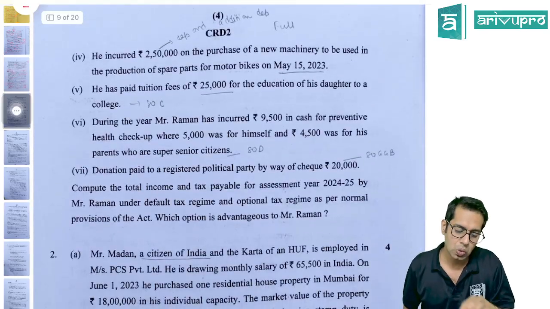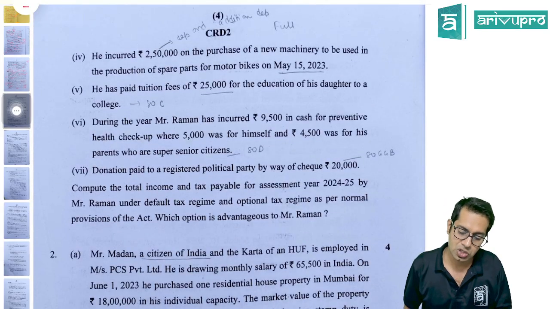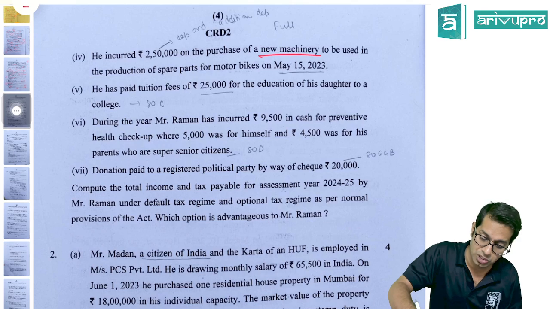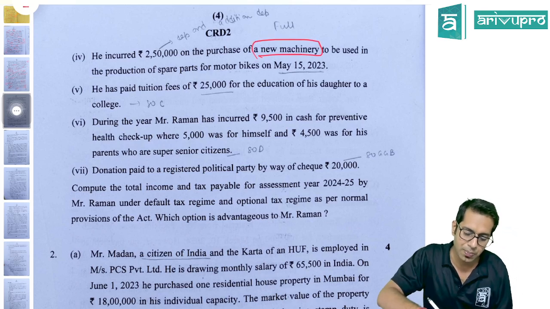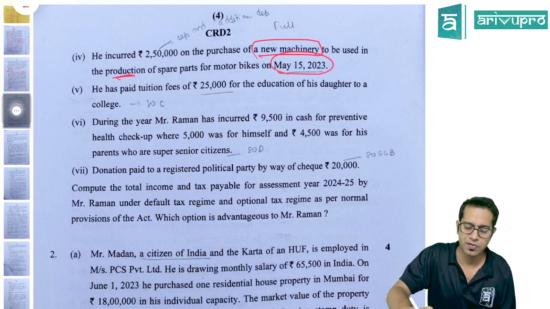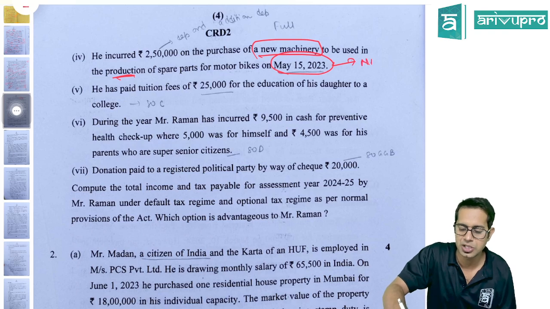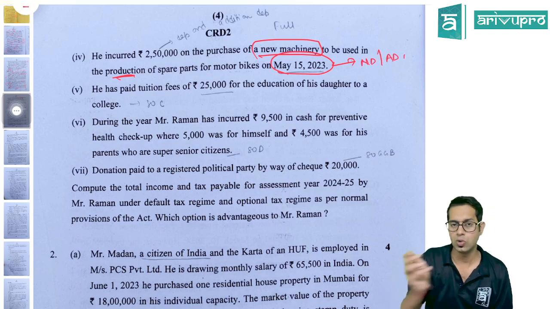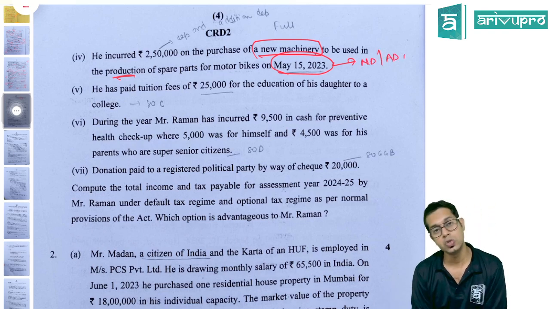He incurred 2,50,000 rupees for purchase of new machinery used in production of spare parts on 15th of May. Now here I will get normal depreciation as well as additional depreciation. Both the depreciation will be given because it is used in production.